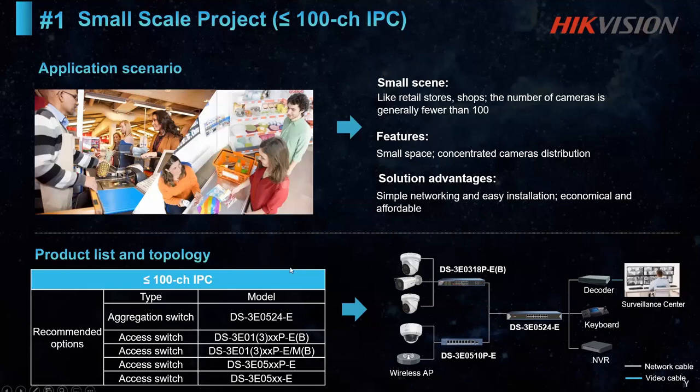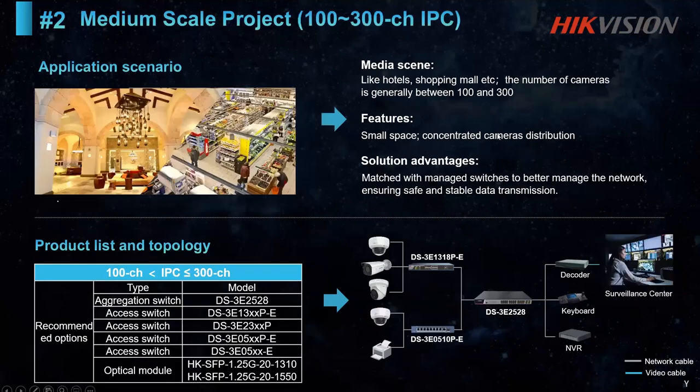So this is kind of a recommendation that we are providing for the projects which have less than 100 cameras. And what about medium scale projects? I think, Varuna, medium scale projects like hotels and shopping malls definitely have more cameras. Up to 300 cameras basically, we have categorized from 100 to 300 cameras.